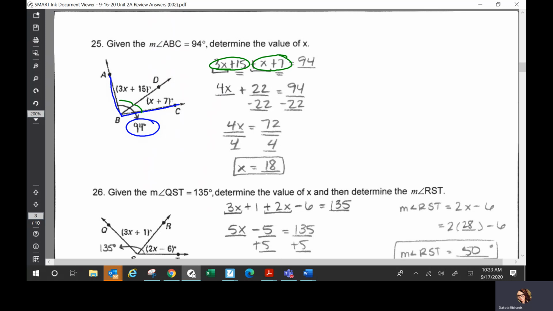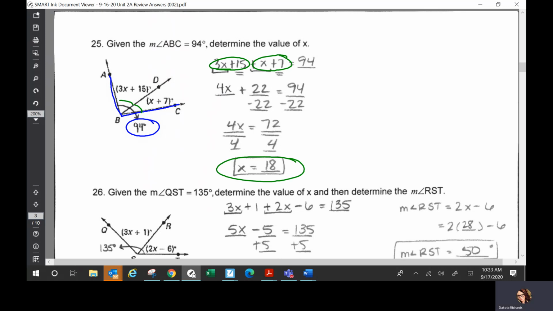Then you would combine like terms. 3x plus x is 4x. 15 plus 7 is 22. Subtract 22, we get 4x equals 72. Divide, you get x is 18. And the question just said determine the value of x. So once you find x, you are done. Any questions?